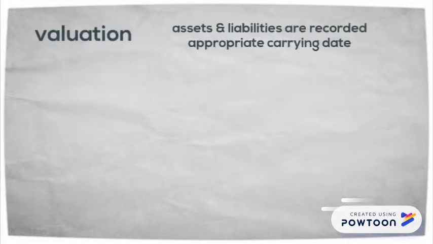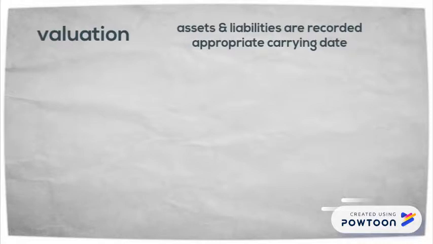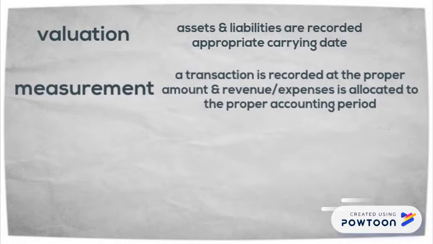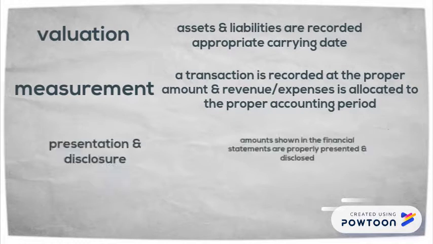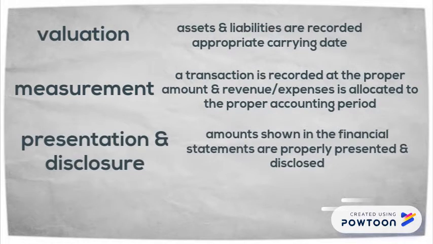Next, valuation, where the assets and liabilities are recorded at the appropriate carrying amount. Measurement, a transaction is recorded at the proper amount and revenue or expense is allocated to the proper accounting period. Lastly, presentation and disclosure, which is that amounts shown in the financial statements are properly presented and disclosed.